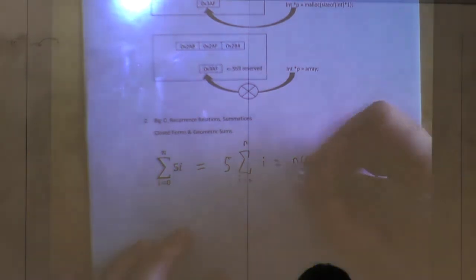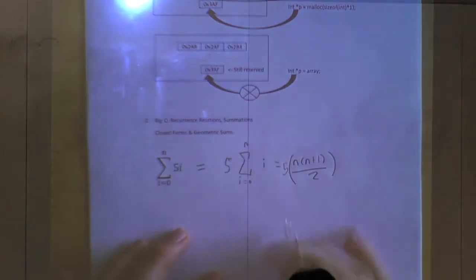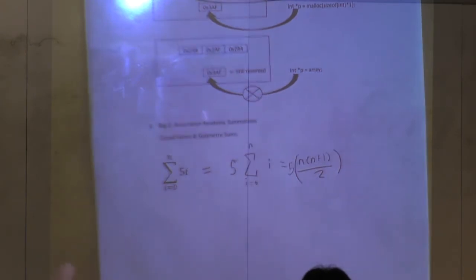So then you have your 5 coming back over here. So it's 5 times this. So this would be the closed form for this summation. Okay.